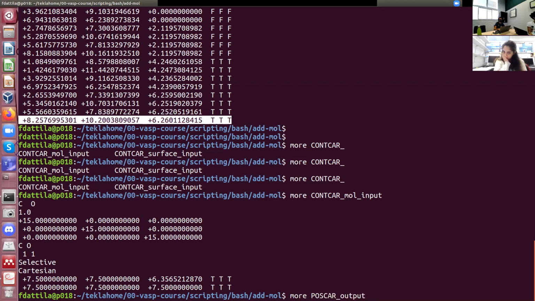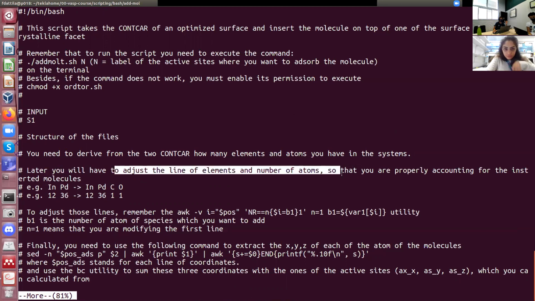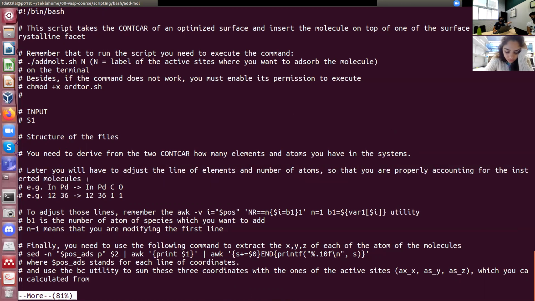So given this introduction, that is always the most important part, because remember, whenever you do a script, you need to understand the structure of your script first. You need to understand beforehand what you need to do manually. And then you implement it as a script, because otherwise you get lost, okay? So taking that into account, it's telling you that you need to derive from the two concar files how many elements and atoms you have in the system. So you need to know how many you have in one concar, how many in the second concar, and how many atoms. Later, you will have to adjust the line of the elements and number of atoms so that you are properly accounting for the inserted molecule. And that is what I meant.